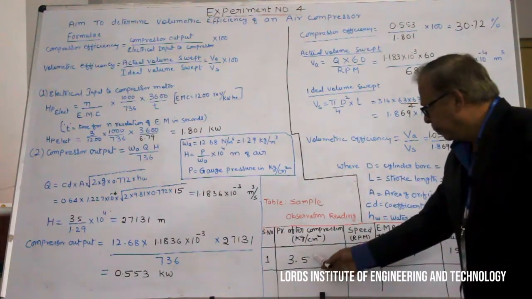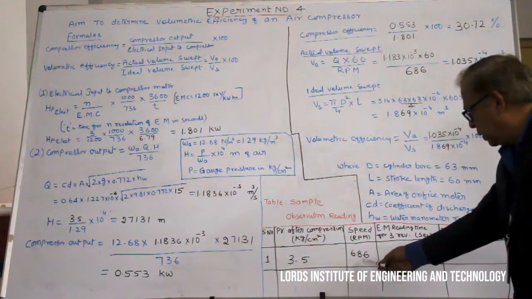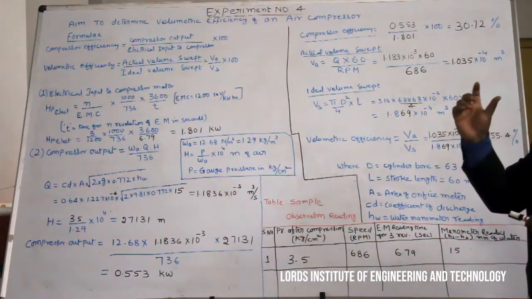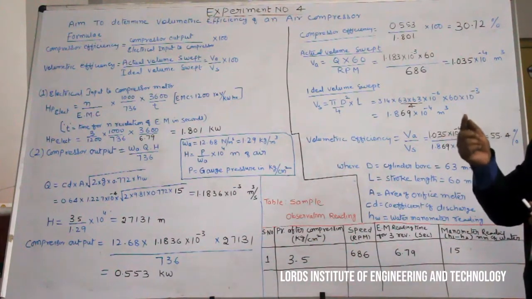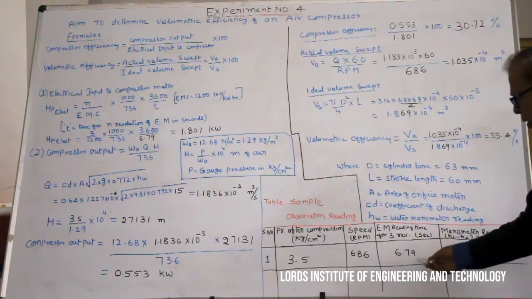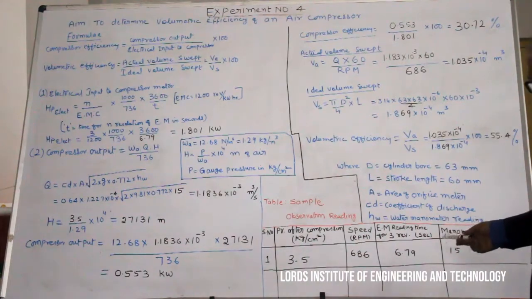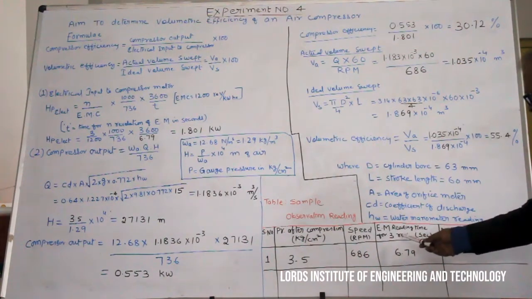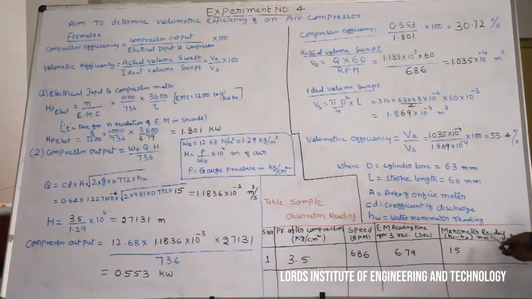So at this 3.5 gauge pressure, we can see the speed of the compressor was 686. In the energy meter there is a disc. When this disc rotates 3 complete revolutions, the time taken is 6.79. This is the electrical input we are giving to the compressor. By this electric meter reading, the time taken for 3 revolutions of the disc is 6.79 seconds. And the manometer reading is given as 15 mm of water.